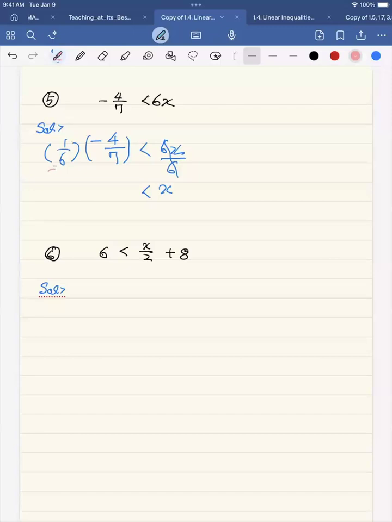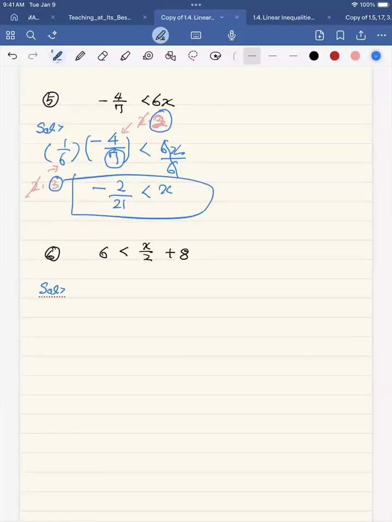And we know 6 is 2 times 3, and 4 is 2 times 2. So these 2s will cancel each other. And there was a minus, and the remaining one is 2 here. And the 2 is gone, so we have to multiply 3 by 7, and that is 21. So this is the inequality.